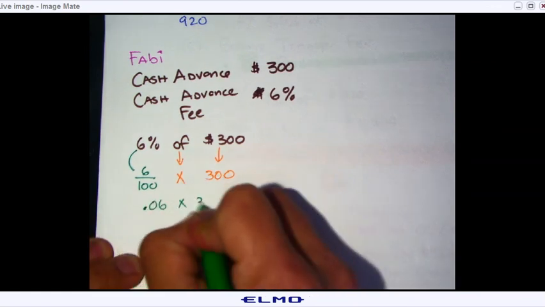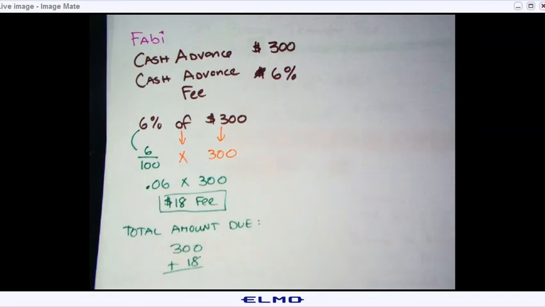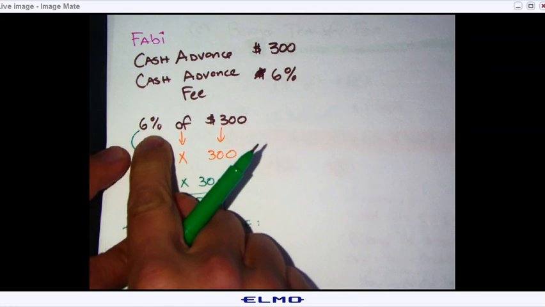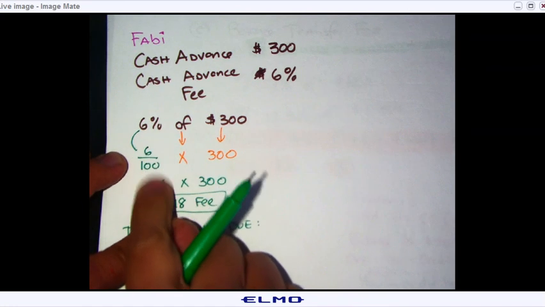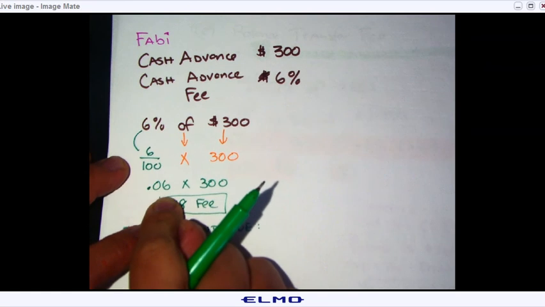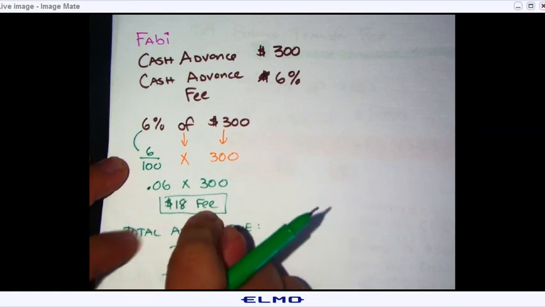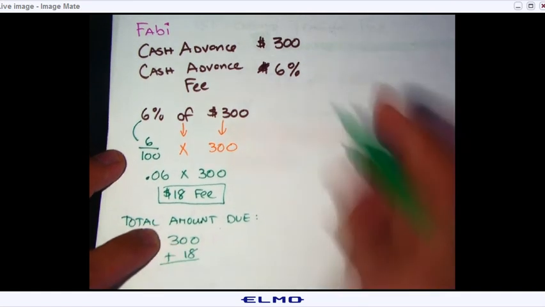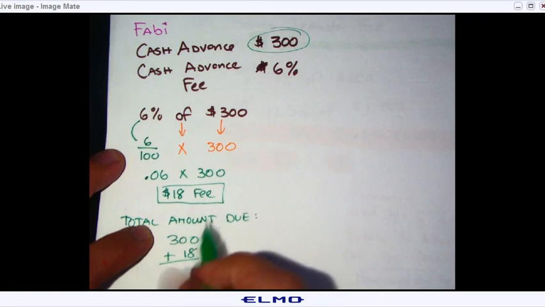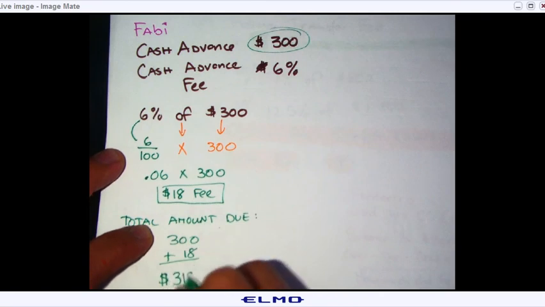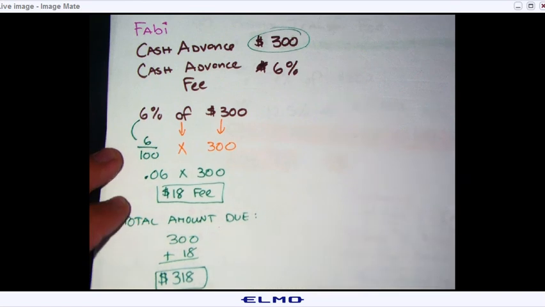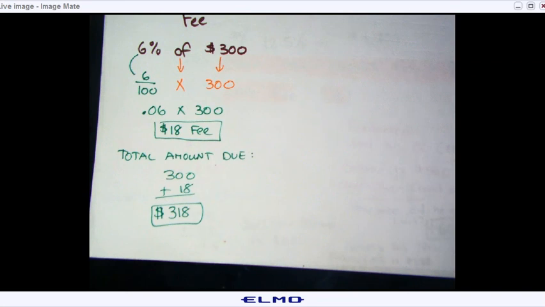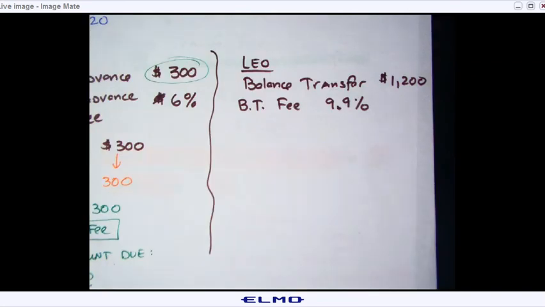And then you're going to multiply it by 300. All right, so go ahead. So here is like we found out that, to get this, you have to go 6 divided by 100, which gets rid of the percent, which is 0.06. You multiply, you get $18 a fee. All right, that's step 1. But if they ask you, well, what's the total amount due? Well, I know I'm going to owe the 300 plus the 18, so $318 is the total amount due. Okay, and that's it. That's all.